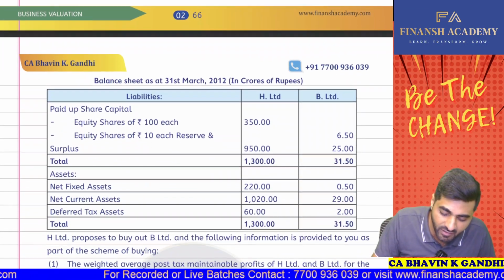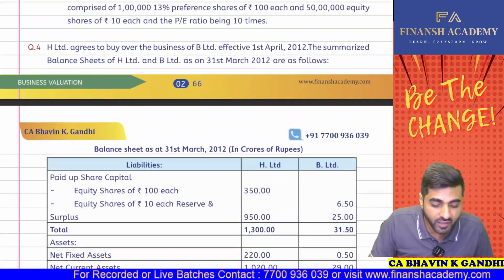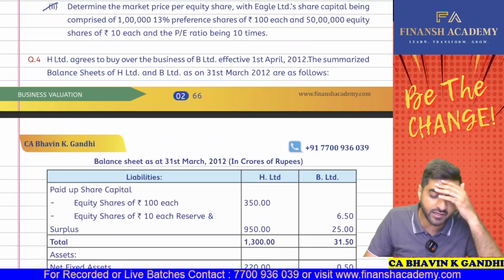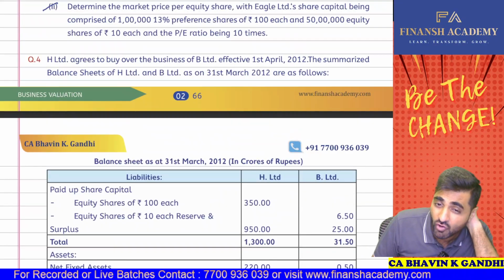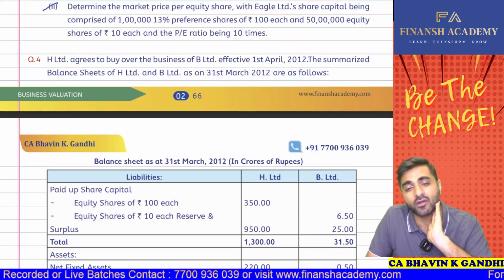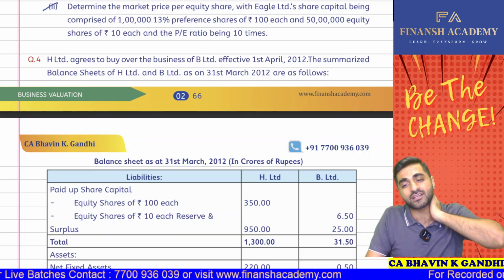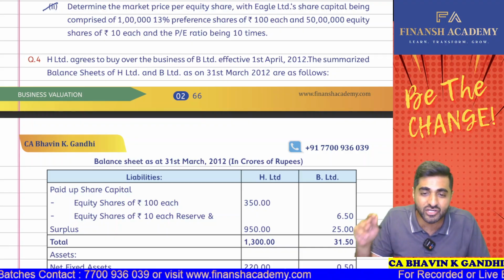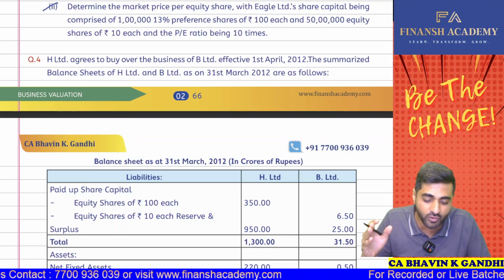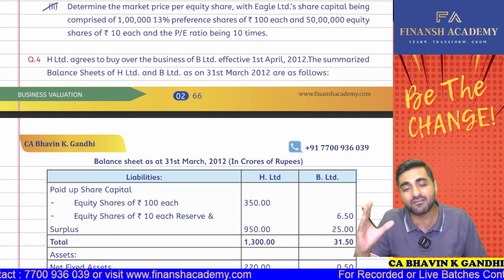Now, my dear students, we'll do question number 4. Let us read this question. H agrees to buy over the business of B. So we have the acquiring company, we have the target company, with effect from 1st of April 2012, and the summarized balance sheet of H and B, they have told you as on 31st March 2012, which are as follows.